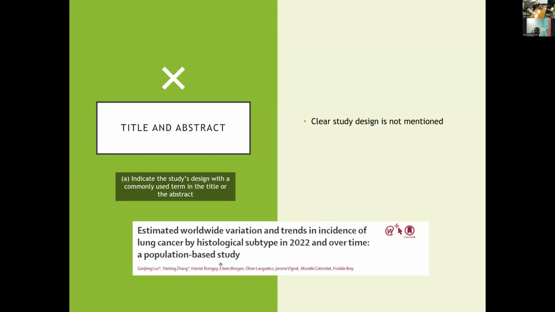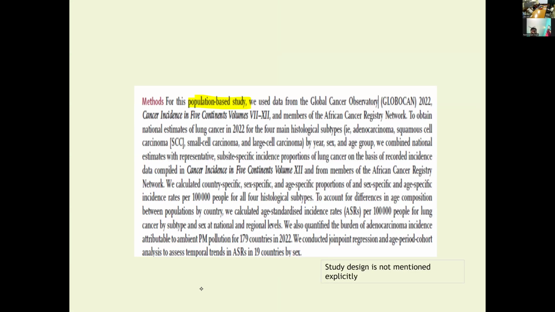So coming to the first item, title and abstract. Does the study indicate the design with a commonly used term in the title or the abstract? Normally when reporting is done, the study design has to be mentioned in the title. So this is a population-based study, but the type of study, a cross-section study, is not explicitly mentioned. This is a snapshot of the abstract. Here, the study design per se is not mentioned, but when you read it, you know it's a cross-section study.